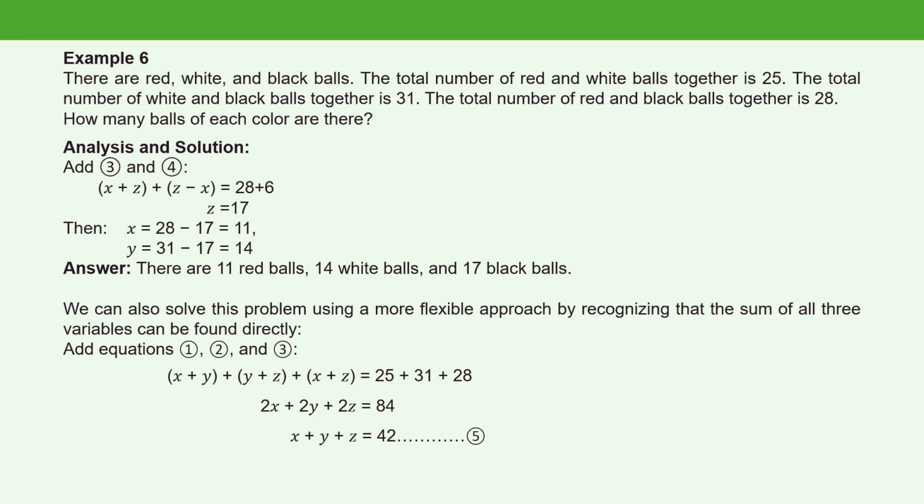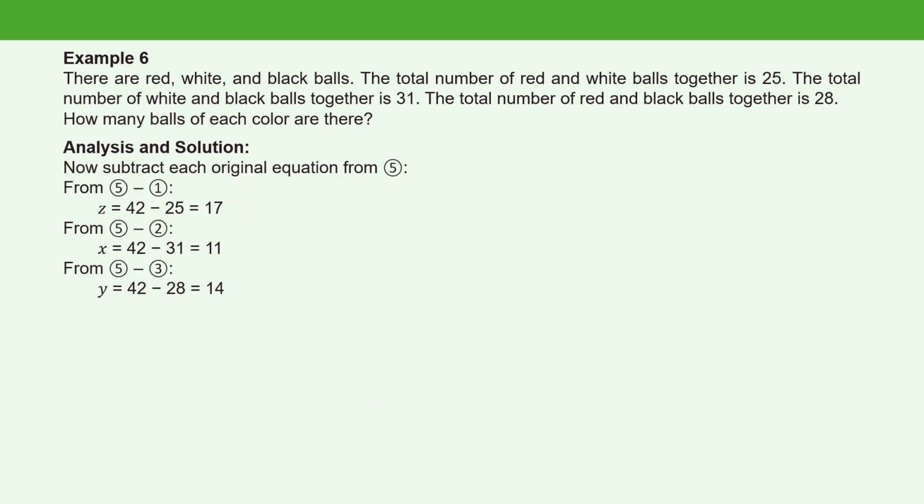We can also solve this problem using a more flexible approach by recognizing that the sum of all three variables can be found directly. Add equations 1, 2, and 3, after simplifying we get equation 5. Now subtract each original equation from equation 5. From equation 5 minus equation 1, we get z equals 17. From equation 5 minus equation 2, we get x equals 11. From equation 5 minus equation 3, we get y equals 14.